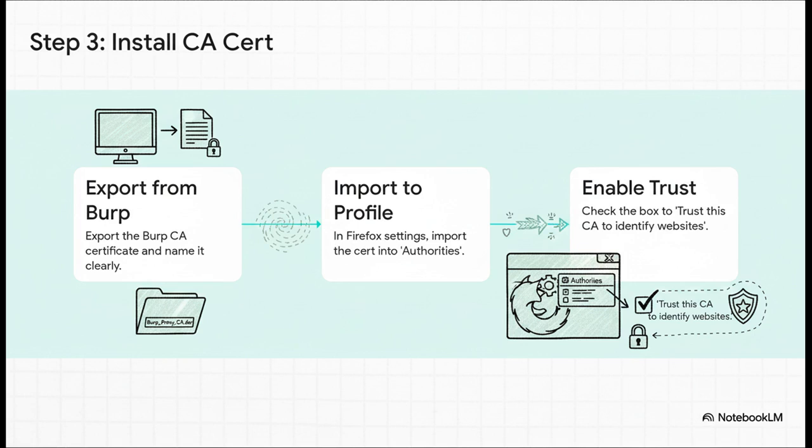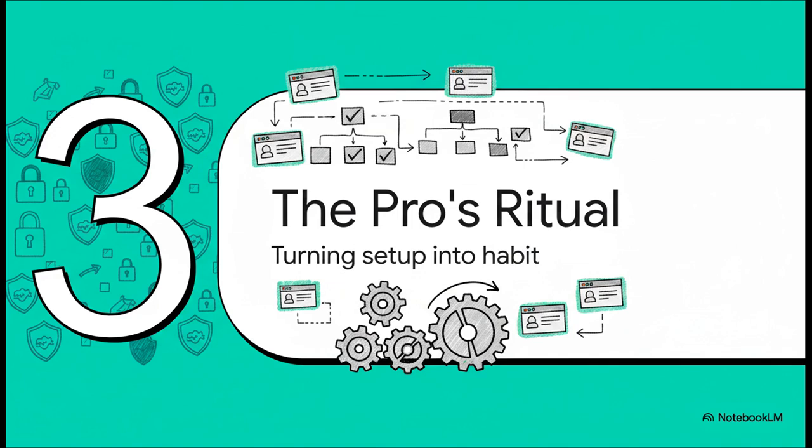And please, do yourself a favor and name it clearly so you don't have a folder with 10 files all named cacert.der. Then, and this is the most important part, you import that certificate into the authorities section inside that specific Firefox profile, not your system-wide store. Check the box to trust it, and you are good to go. So now the capsule is built.